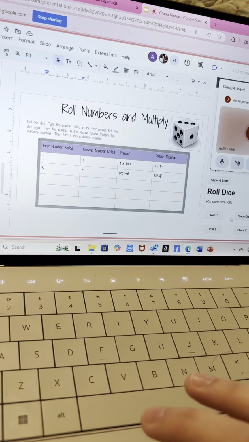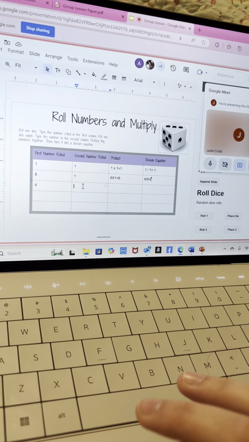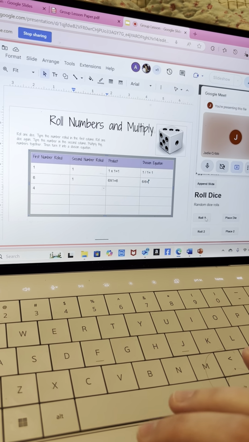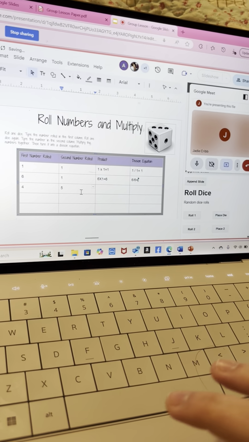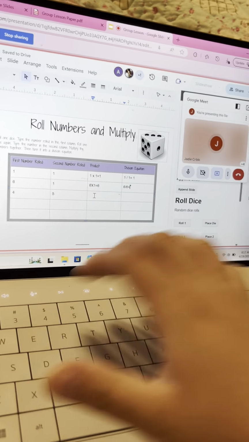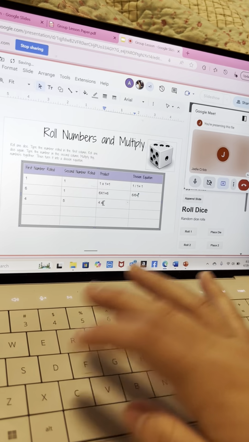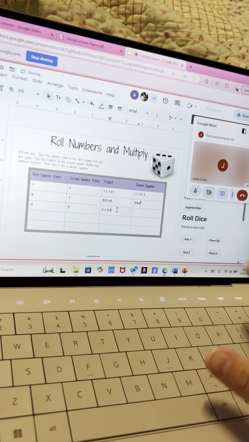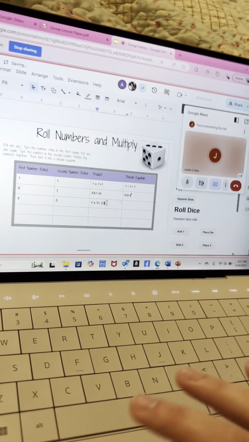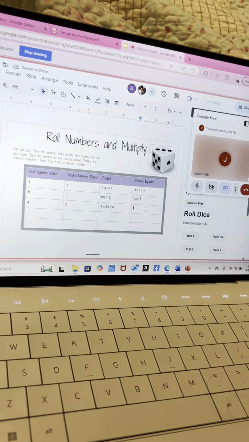All right. So let's do the third one together. I rolled a 4. I'm going to put 4 in here. And then my second number that I rolled is a 1. I'm going to actually roll again because I don't know why it keeps giving us 1s. All right. So we have a 5 now. Let's do 4 times 5. Can anybody tell me what 4 times 5 is? 20. Good job.